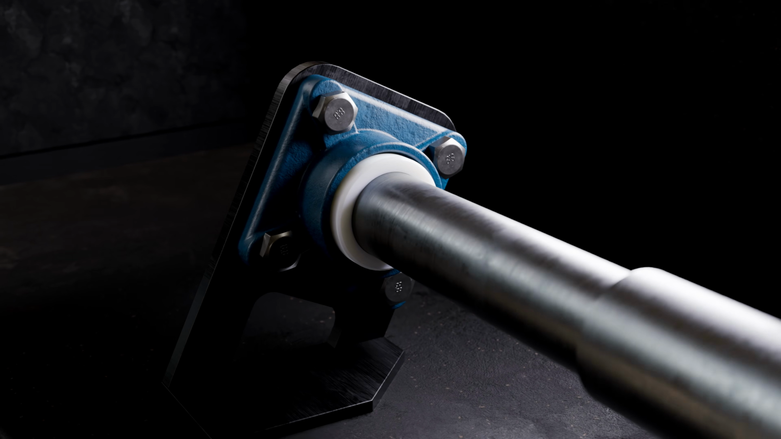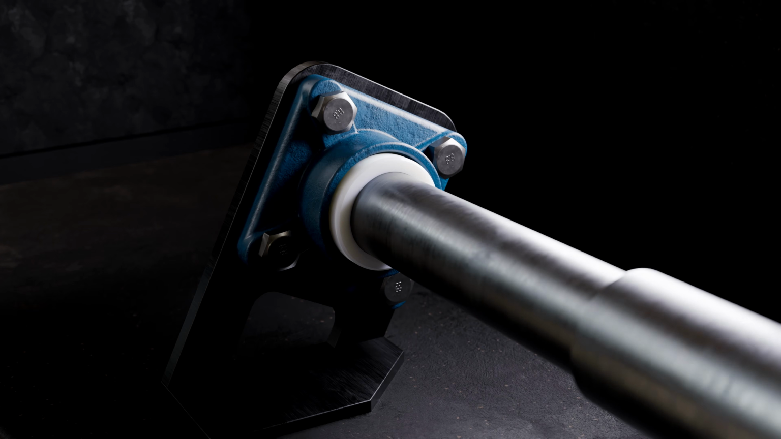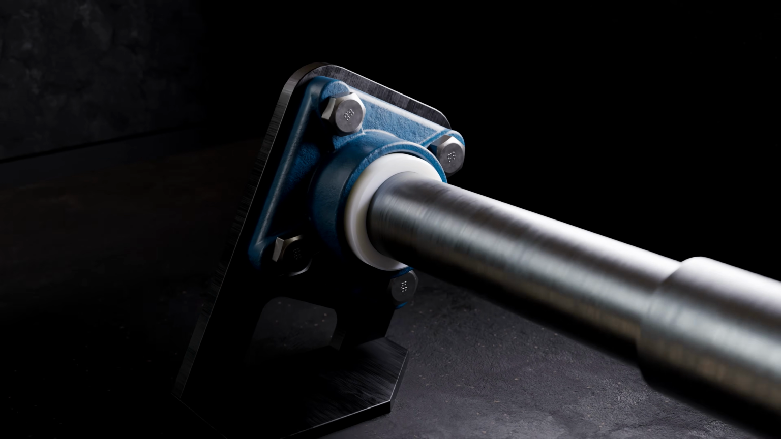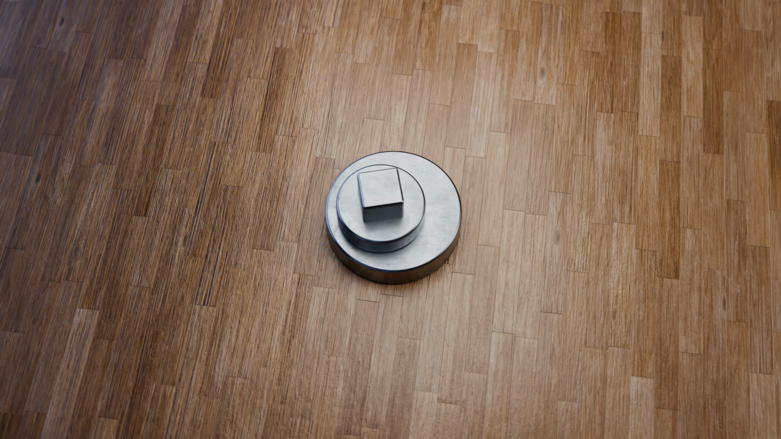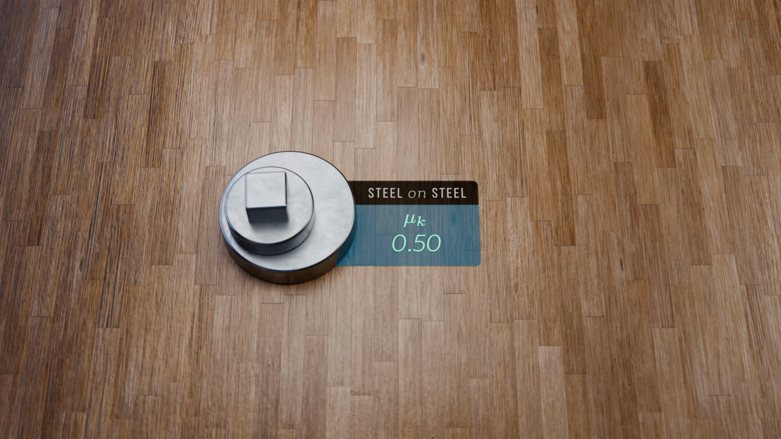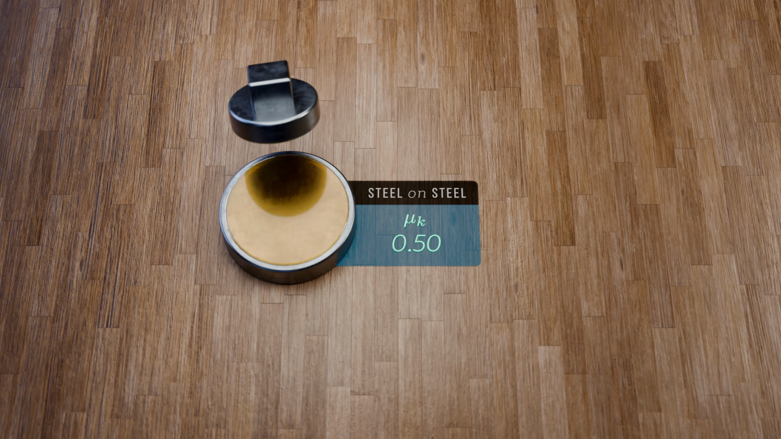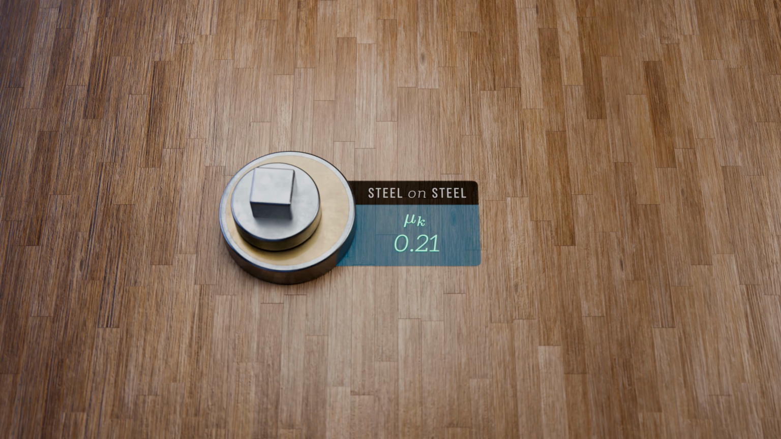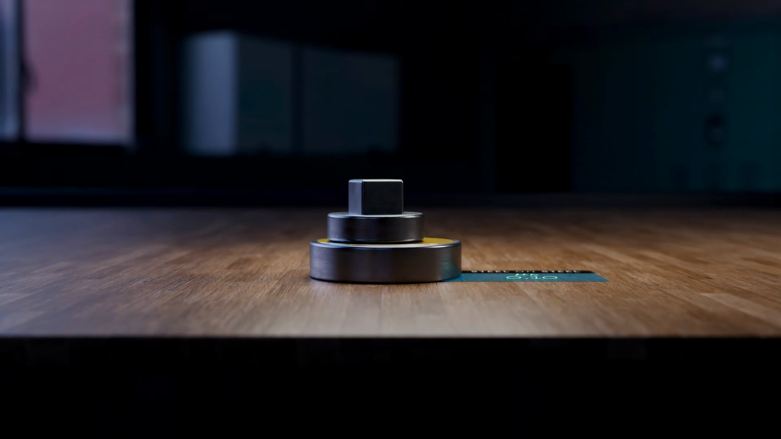So far, we've only talked about dry contact, but one of the best ways to reduce friction is the use of lubricants. Clean, dry steel sliding on steel typically has a coefficient of kinetic friction of around 0.5, but add a thin film of oil, and it drops to 0.1 or less. Lubricants work by introducing a thin film between the two contacting surfaces, coating the peaks and filling in the troughs of the asperities. This minimizes mechanical interaction between the surfaces and reduces friction.